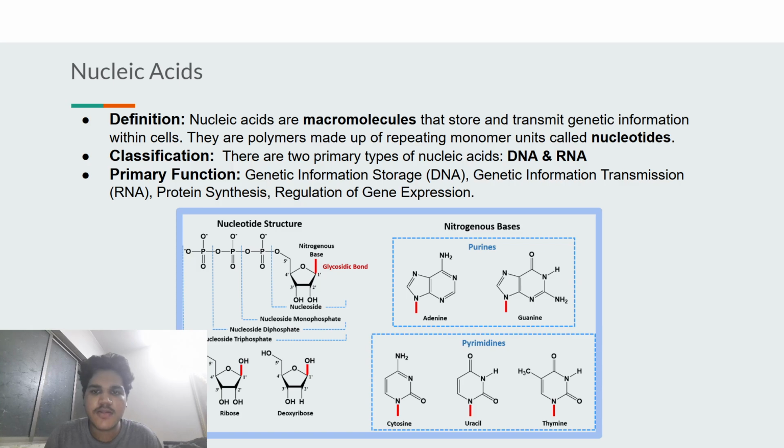Nucleic acids are macromolecules that store and transmit genetic information within cells. They are polymers made up of repeating monomer units called nucleotides. There are two primary types of nucleic acids, DNA and RNA, out of which DNA stores genetic information and RNA utilizes the genetic information for transmission, protein synthesis, and regulation of gene expression.